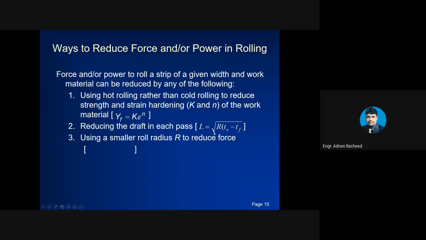So if you use a smaller radius, you will have a smaller contact force. If the contact is small, then the force is reduced. Using a lower speed n reduces the power.